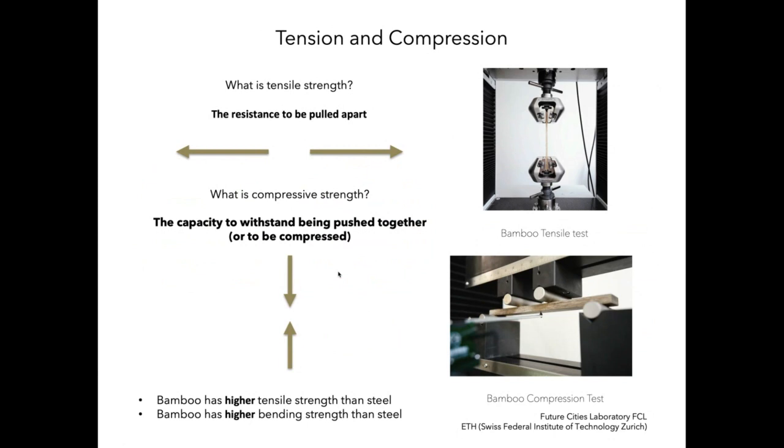It's the resistance to be pulled apart. And compressive strength is also the resistance to be pushed together. So bamboo has higher tensile strength than steel, and it has a higher bending strength than steel as well.